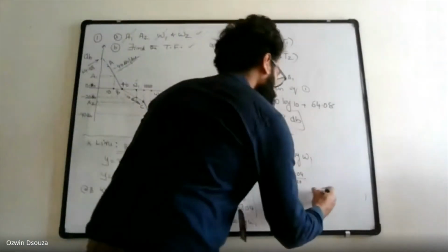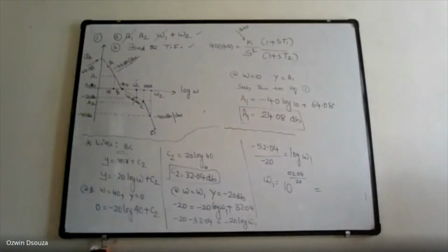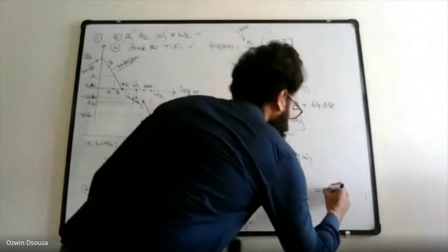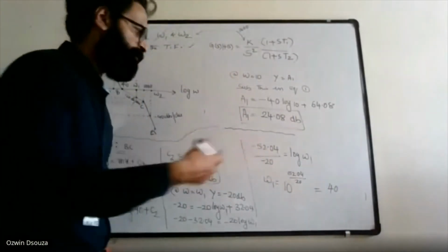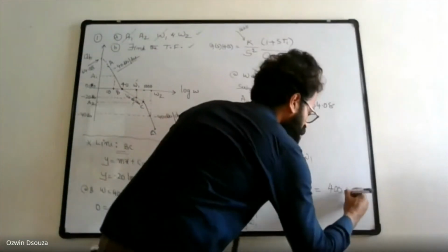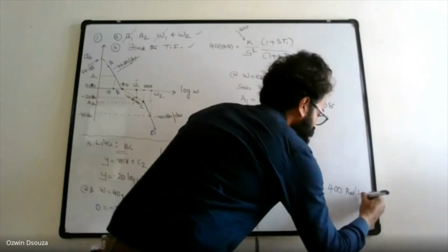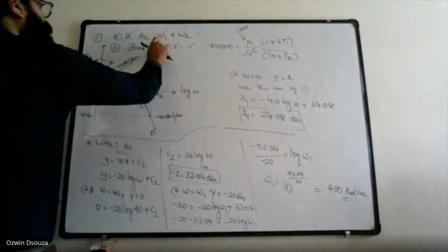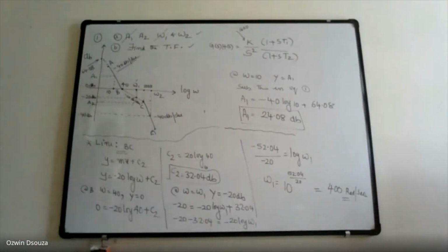So find out what is the value. 10 to the power 52.04 divided by 20 will give you omega 1 something like 399.94. So approximately you can write 400 radian per second. So you have also found omega 1. All right. And what else you need to find?